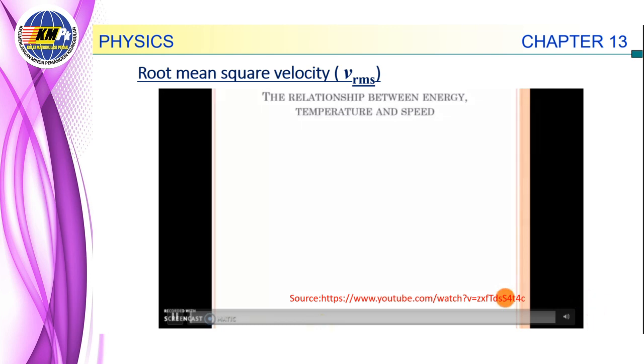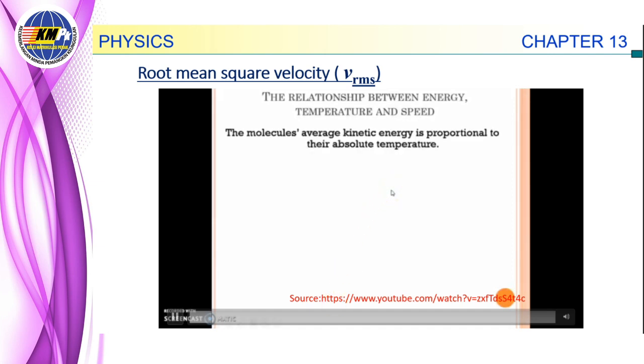All right, so we're picking up with this next idea. It's something called root mean square speed. And it's going to take us a little while to get through, so I figured we just start with a new video so that I don't run out halfway through.